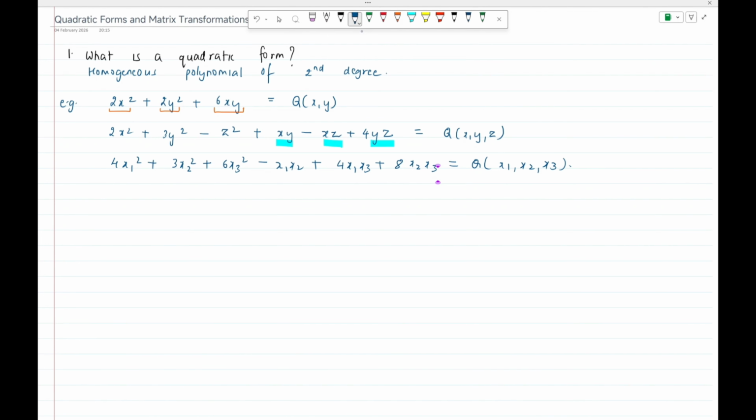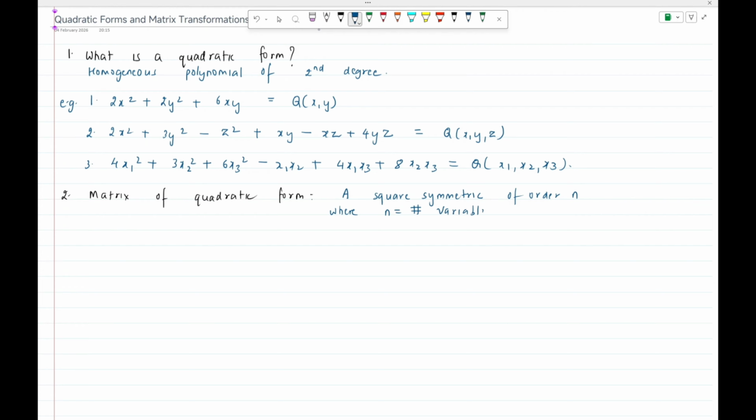Now once we are given a quadratic form, the next thing which immediately pops up from this part is the associated matrix, also known as the matrix of the quadratic form. The matrix of the quadratic form, it is denoted by capital A and it is a square symmetric matrix of order n, where n is equal to the number of variables in Q, the quadratic form.